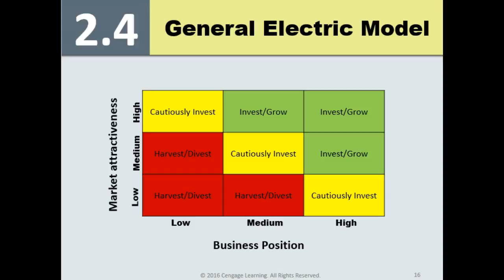And depending upon what they're good at and how attractive the market is, they will recommend to either invest or grow, if it's a good situation. Cautiously invest, proceed with caution, is the yellow areas, and the red ones are strongly consider what you're talking about before you would invest money in these. Stay away from them more than likely.